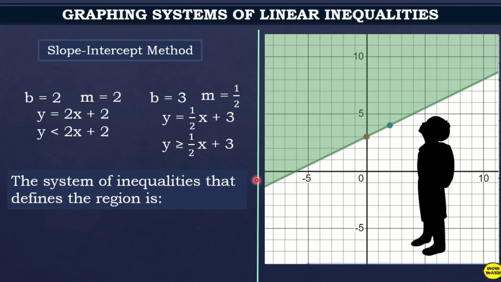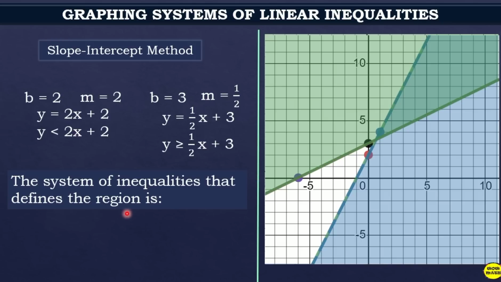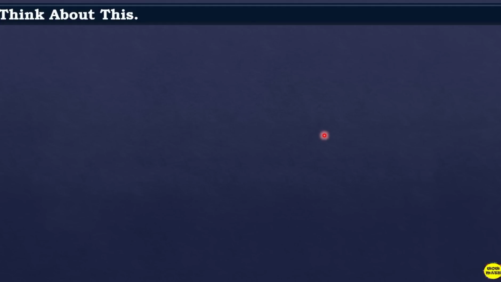Okay? Therefore, the system of inequalities that defines the region is, eto yung dalawang inequality mo, y is less than 2x plus 2, and y is greater than or equal to 1 half x plus 3. Minsan kasi baliktad, ibibigay yung graph, ikaw maghahanap naman ng inequality. So, ganun po. Okay? Now, think about this.